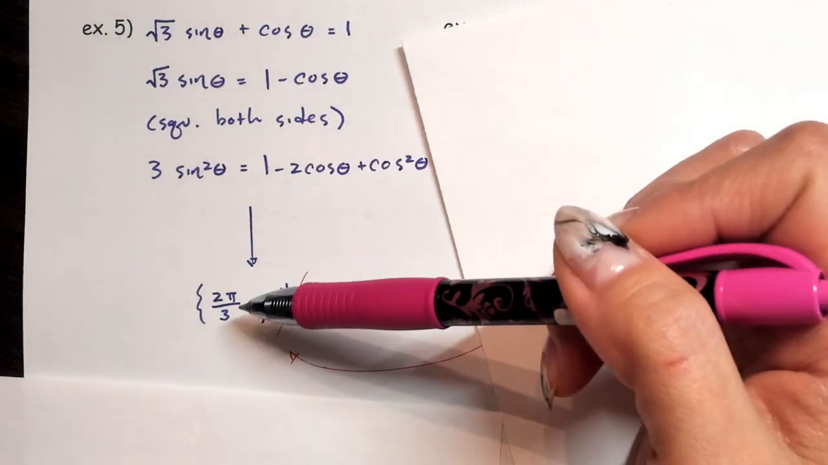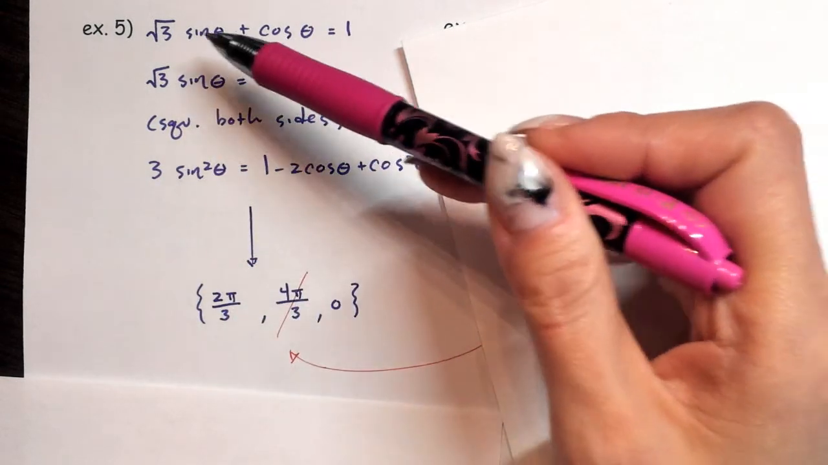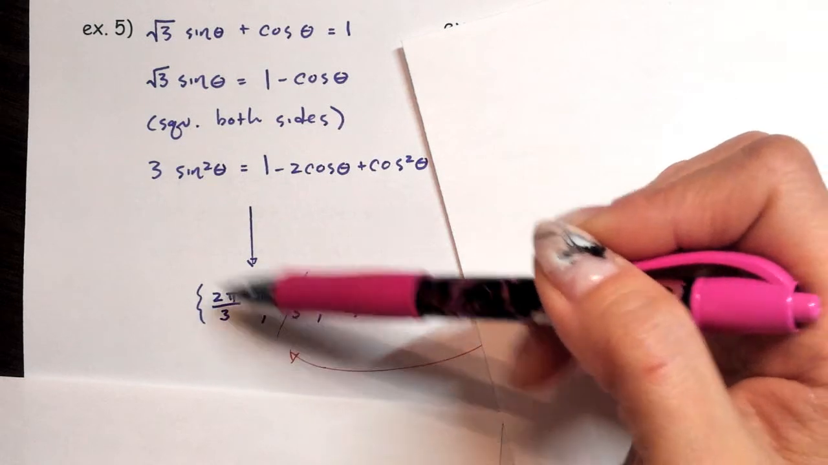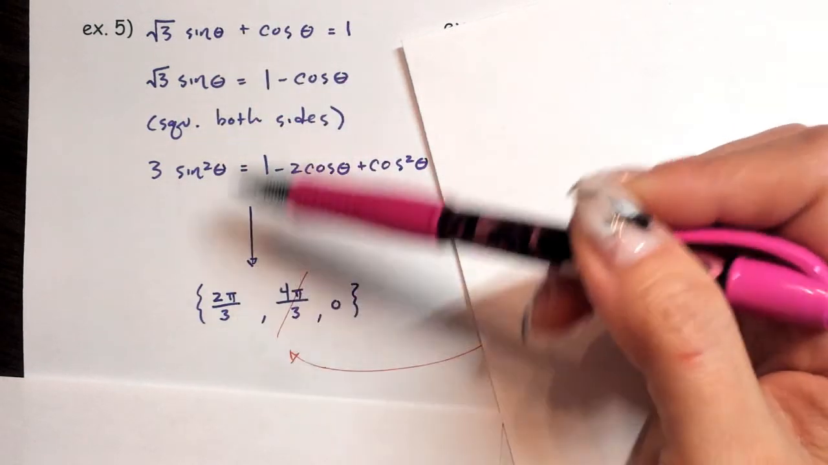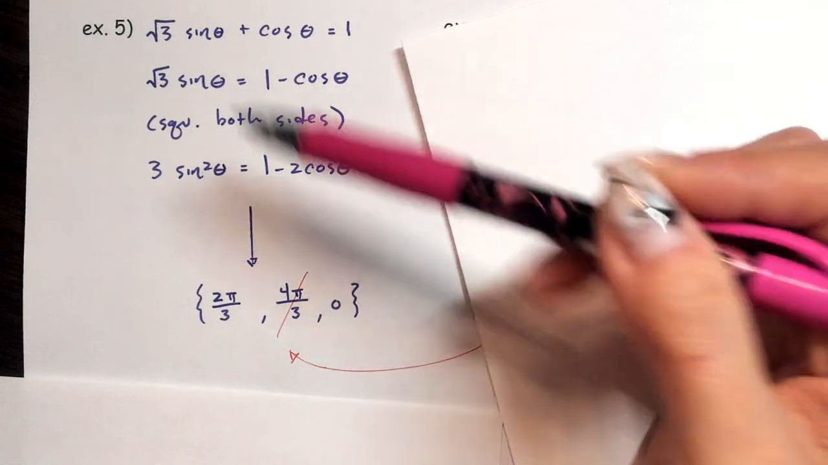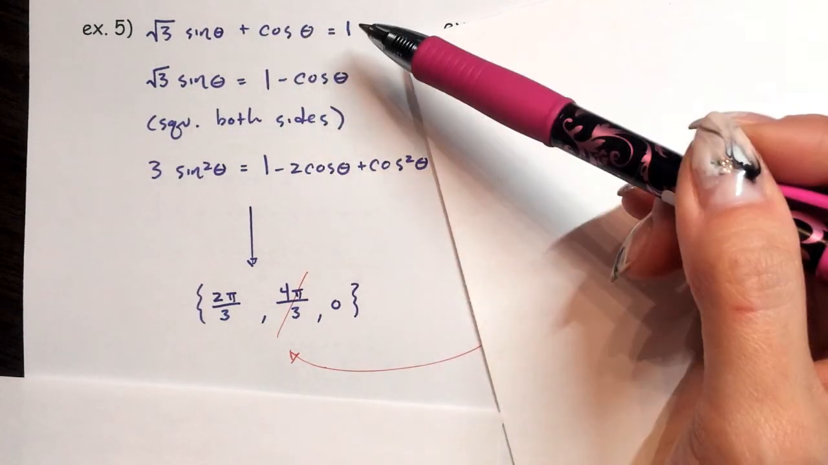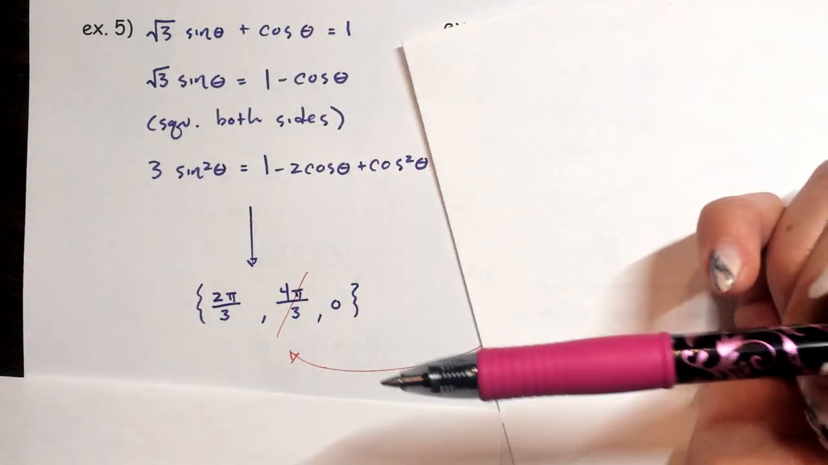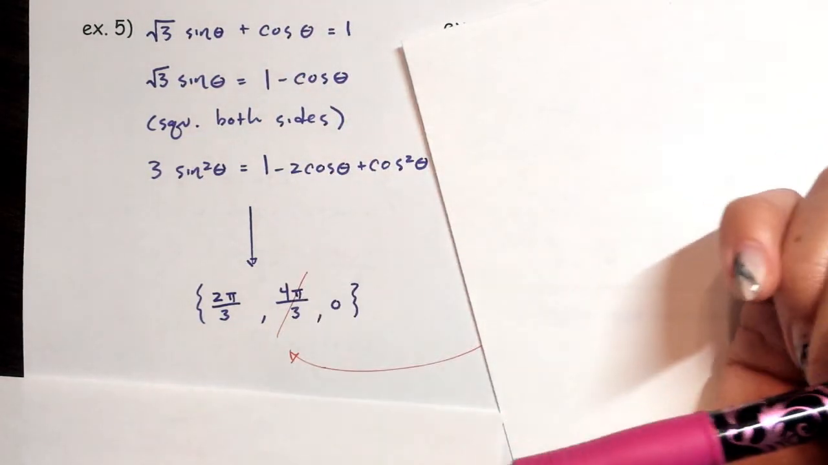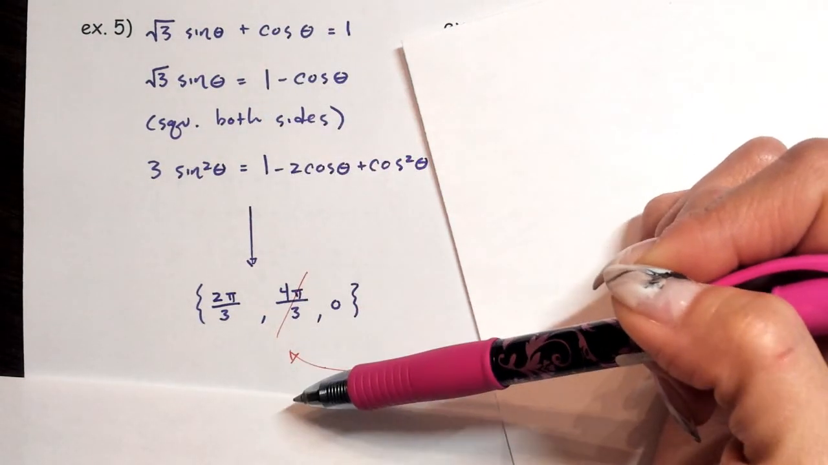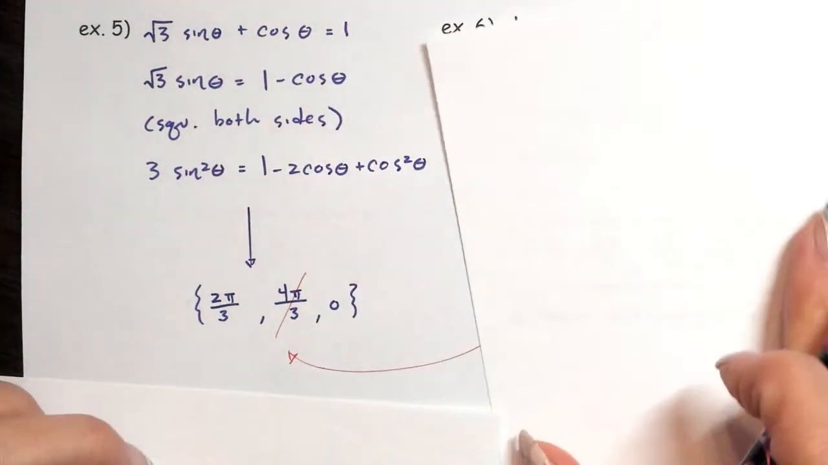So you do have to plug this back into either the original or this one, okay? But you do have to plug it back in to check that it actually equals 1. If you plug in 0, does it actually equal 1? It does. But if you plug in this, it does not actually equal 1. So you do have to check for extraneous solutions, okay? So somebody's going to post the rest of number 5 and then number 6.